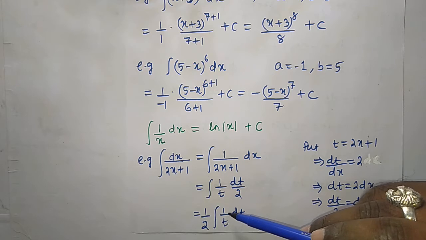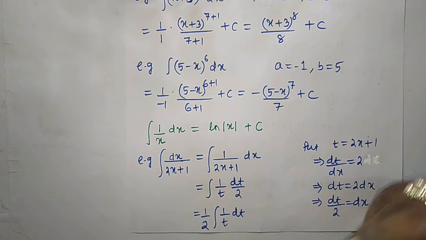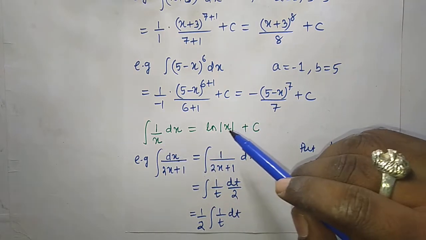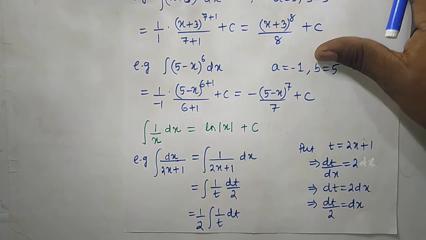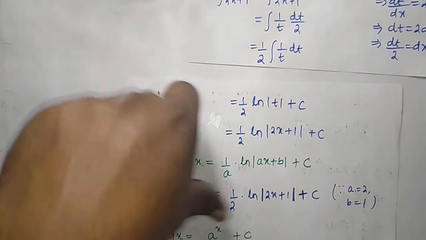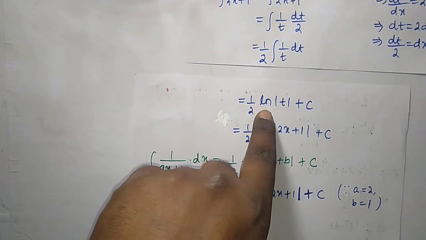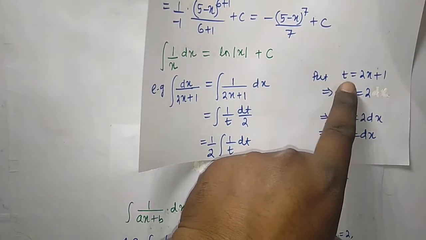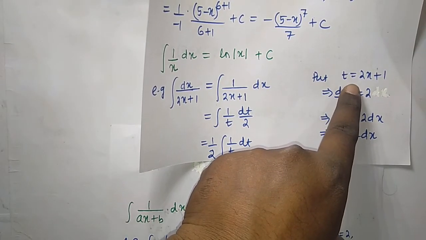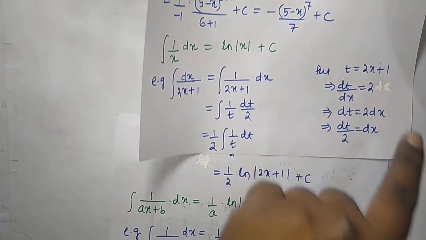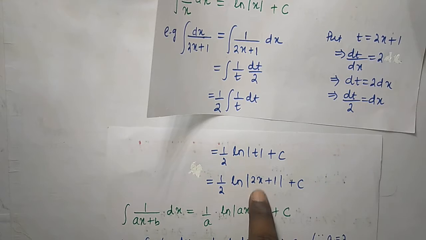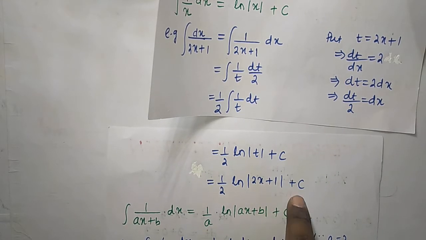Now we got integration of 1 by t, and we know integration of 1 by t is what? Here integration of 1 by x is ln mod x plus c. So integration of 1 by t is equal to what? ln modulus of t plus c. And again put the value of t. What was the value of t? Value of t was 2x plus 1. Put it here. So the answer is 1 by 2 ln modulus of 2x plus 1 plus c.